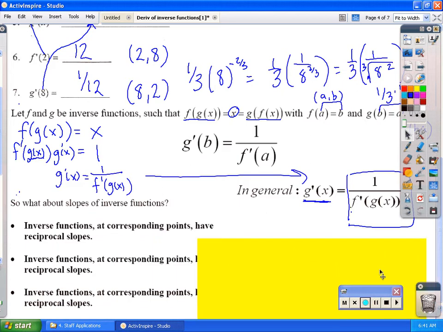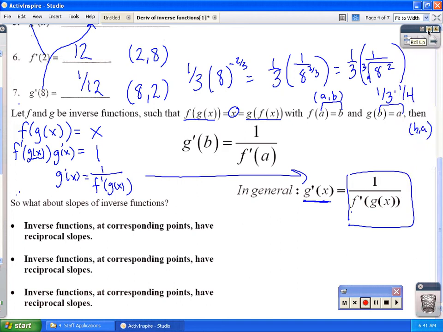All right, so again, what's the big idea here? The big idea is inverse functions at corresponding points have reciprocal slopes. That's the big idea. Notice I wrote it 3 times. Again, that's going to be the key to your success. That's what you want to say over and over and over to yourself. This can get confusing, so let's look at a few examples and see how this works.